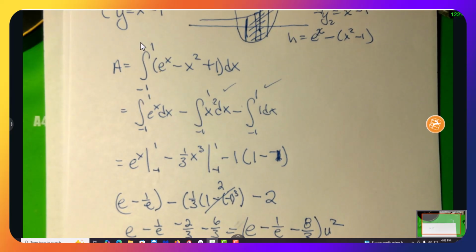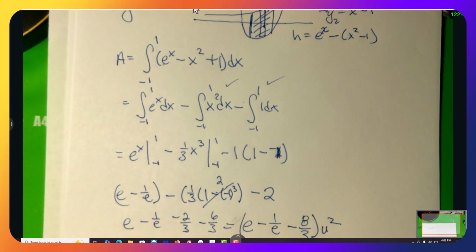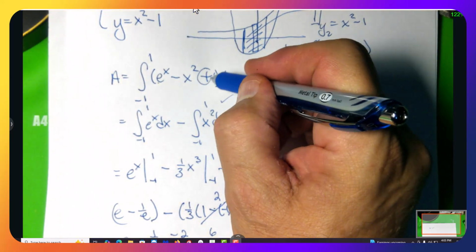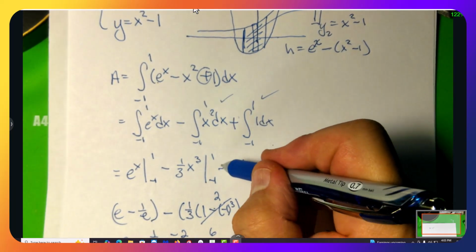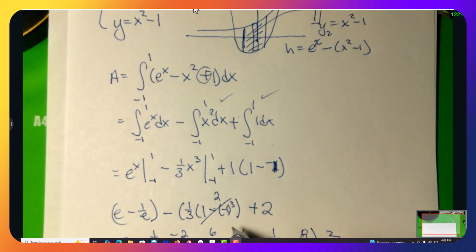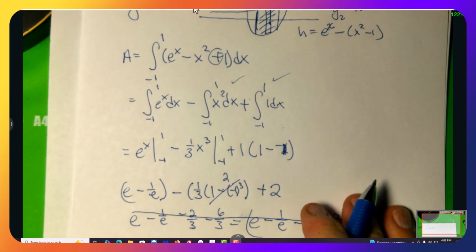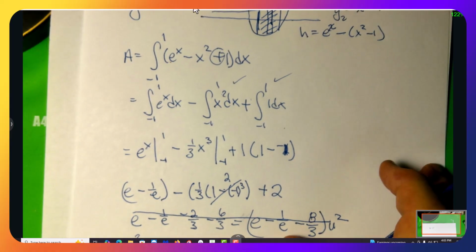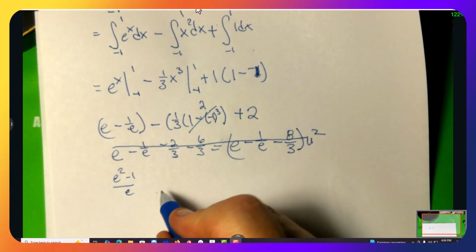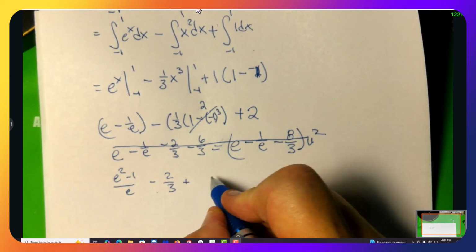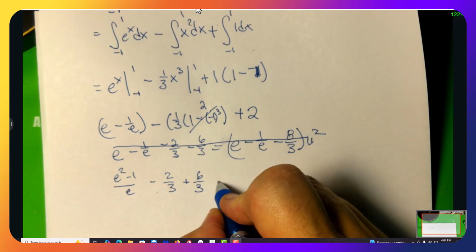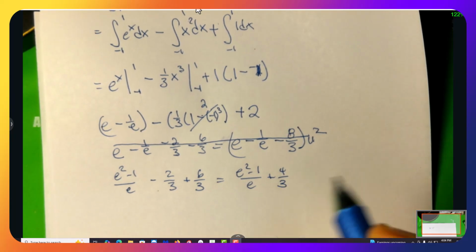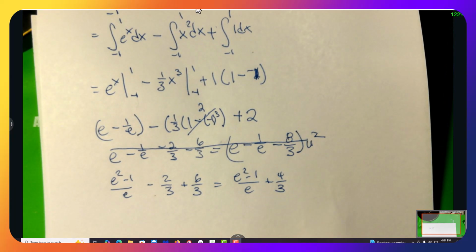Now let me pause it for a sec. Sorry about that, I had to run. I noticed something when I sat down. Notice I copied something down wrong. See right here, this is correct, so this is plus. So this is plus 2. That means I have to fix this, so let's draw a line through this and fix it. This is still going to be e minus 1 over e. Then we're going to subtract 2/3, but then 6/3 I'm going to add, so that's going to be e minus 1 over e plus 4 over 3. Now I could do some arithmetic and simplify that, and that's going to be in square units.